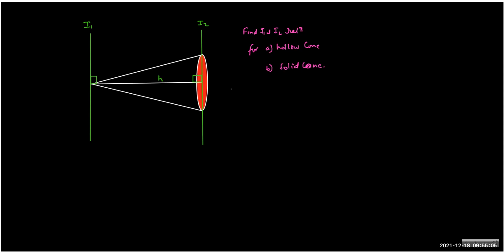Got it, sir. So I1 is equal to I2 plus m h square by 3 for hollow, and for solid, I1 is equal to I2 plus m h square by 2. Is this the answer? Anybody else getting the same answer?